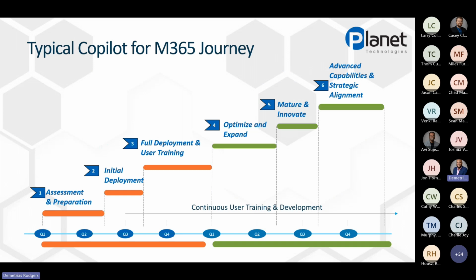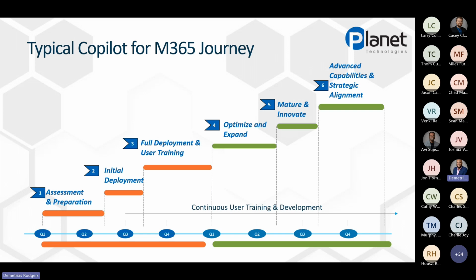The next one is also understanding the typical Copilot for M365 journey. Most people are typically in phase one or phase two, or a combination thereof. We do have a number of folks that are actually in phase three now, but for the purpose of this conversation, most are in one through three or somewhere in between.